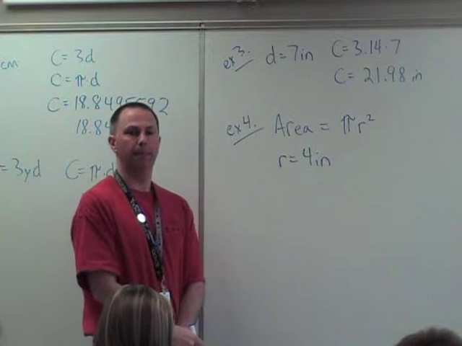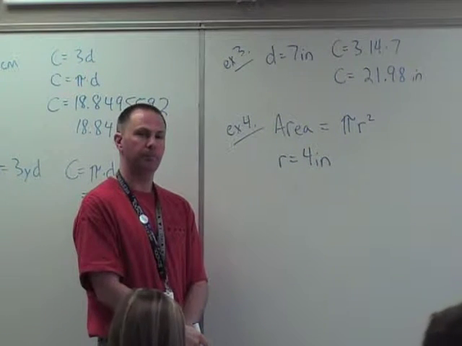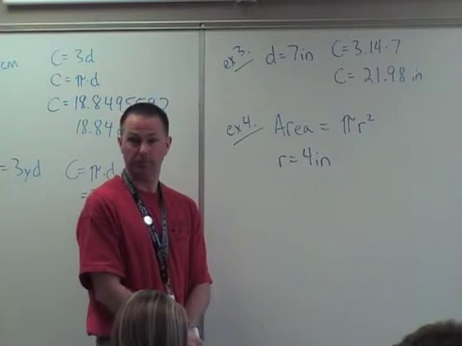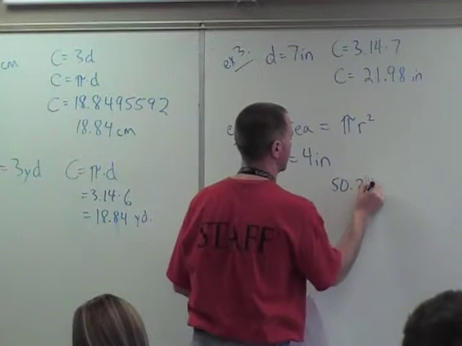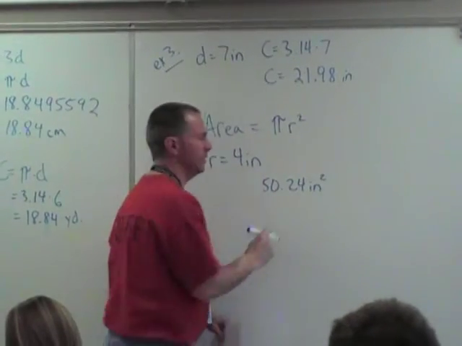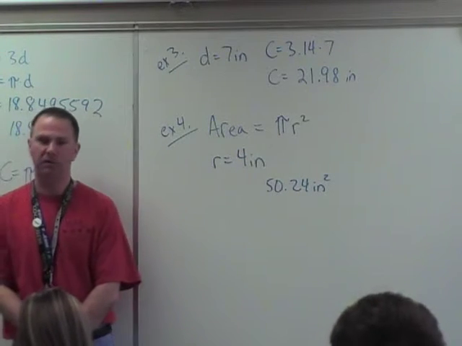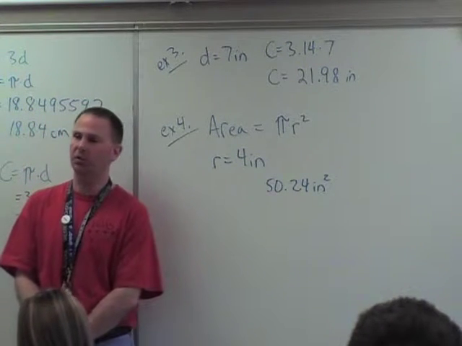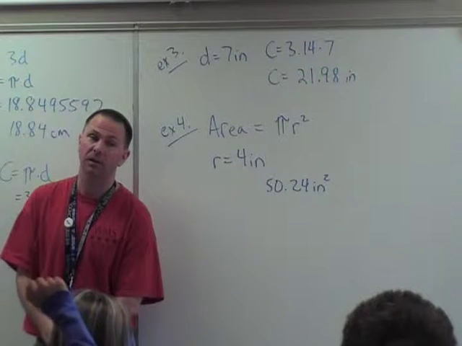Faith, what'd you get? 50.24. Is that correct? Alright, 50 point what? 24. And this would be square inches. Length is always just the units. Area is the units squared, and volume is units cubed.